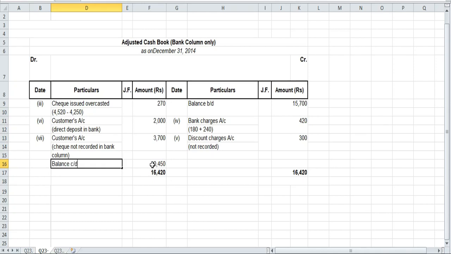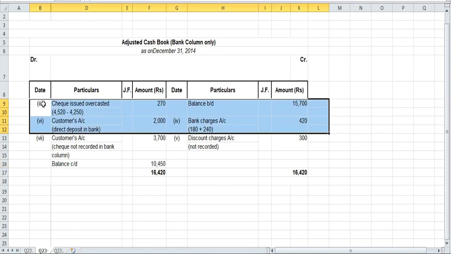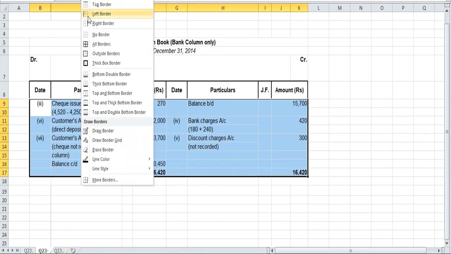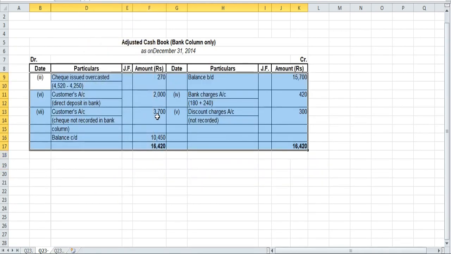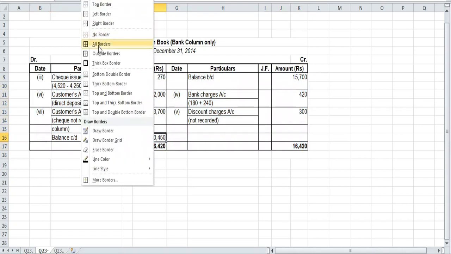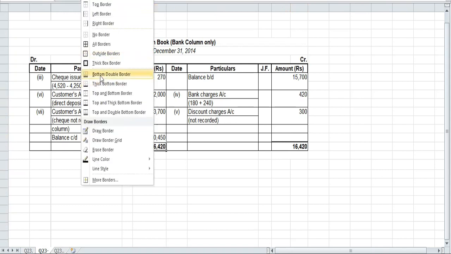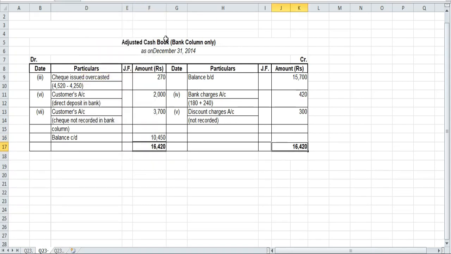Okay, so we'll complete the format and we'll make it look a little better. And then we have a double line close here. Bottom double border, and here double border.